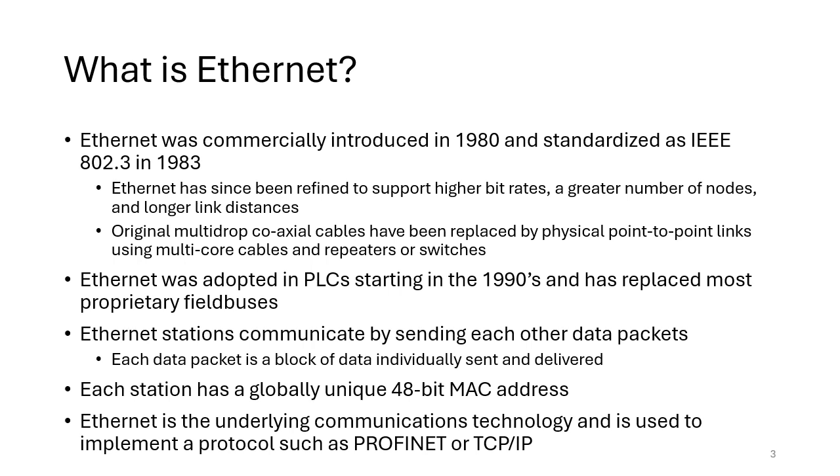So what is Ethernet? Ethernet was commercially introduced in 1980 and then standardized as IEEE 802.3 in 1983. Since its introduction, Ethernet has been refined to support higher and higher data bit rates, more nodes, and longer link distances. Originally, we used multi-drop coaxial cables, but these have been replaced by physical point-to-point links using multiple cables and repeaters or switches to extend the number of devices and the distance and the speed that's available.